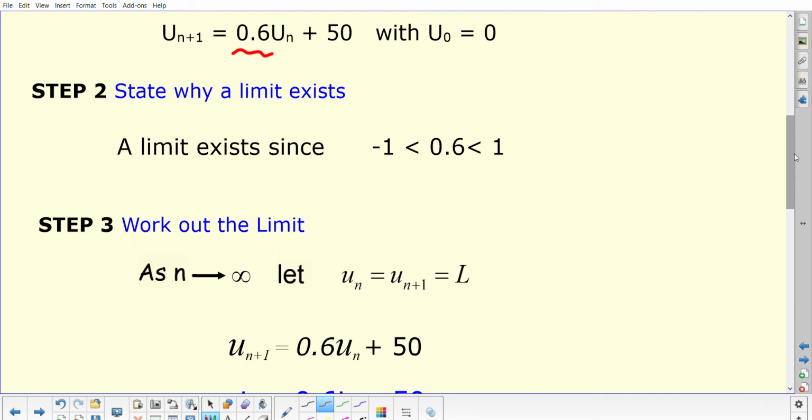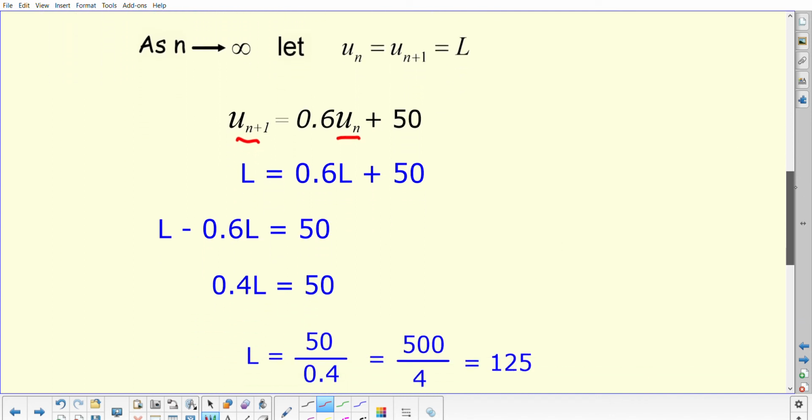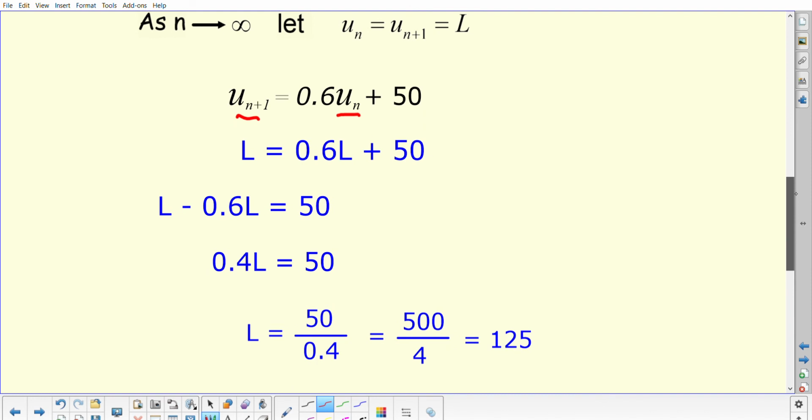So once you've stated the recurrence relation, you go on to try and find the limit, but before you do that, you need to say a limit exists, and then you put in the little statement why it exists. So -1 less than 0.6 less than 1, and then to work out your limit, you set it up in the following way. You say as n tends to infinity, let un equal un plus 1 equal L. Take your recurrence relation and replace the un plus 1 and your un with that L value. And then it's a case of solve that, get the L terms together, so subtract the 0.6, so that's like 1 whole take away 0.6, which is 0.4. You need to divide by that again.